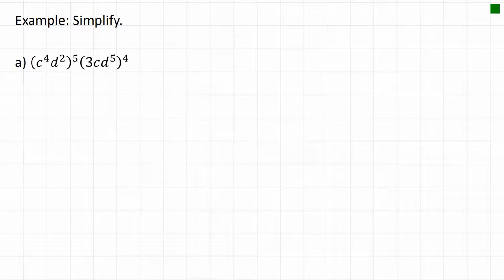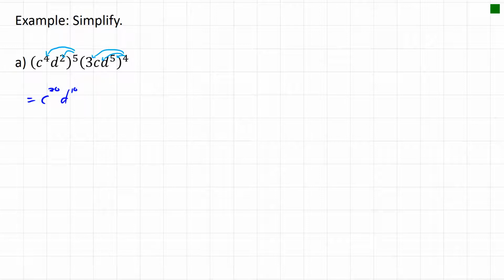So looking at these two brackets, they each have an exponent applied to them, which means we have powers of products. So for each set of brackets, I'm going to have to apply that power to each part of the product in the brackets. So that's the power of the product rule. It's the first thing I have to do. And so c to the 4 to the power of 5, that's c to the 4 times 5, is c to the 20. And then d to the 10.